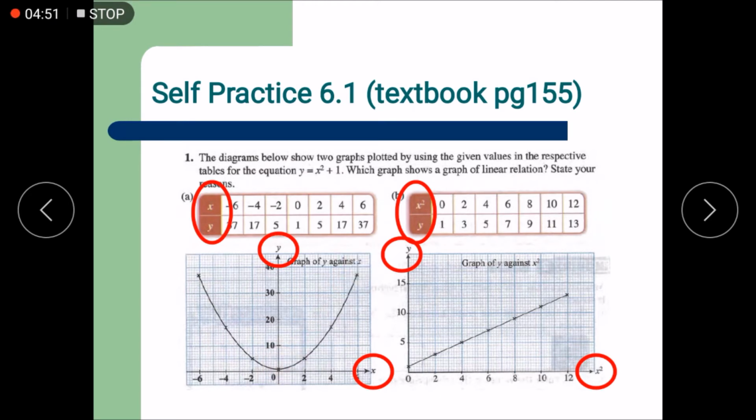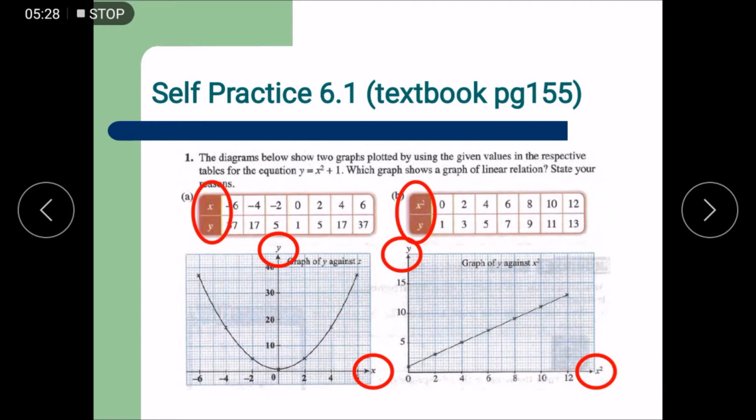But for this B, question 1b, you see, I change the x-axis. Instead of x, I change the x-axis into x squared. So when I make my x-axis into x squared, I actually make the graph from curve to linear, the straight line like this. So instead of plotting y against x, now my graph is y against x squared. So when I do that, we actually linearize the non-linear equation.